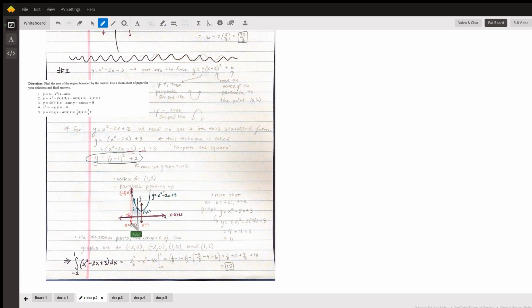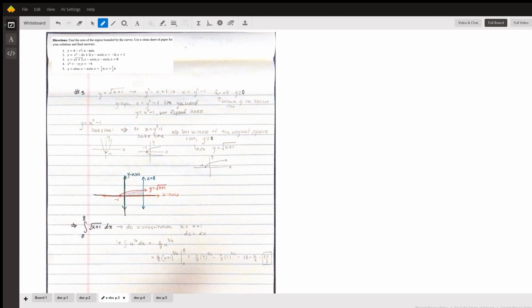And so the other lines we were given were x equals -2 and x equals 1. And so our limits of integration are going to be -2 and 1. And then f of x is going to be this line up here, our parabola, which we are given as x squared minus 2x plus 3. And then we're subtracting the x-axis. So right there. And then I found you the intersection points here if you like, and then there's that calculation for you.